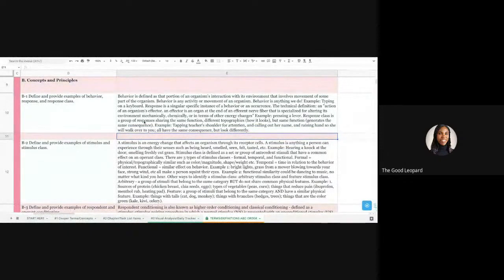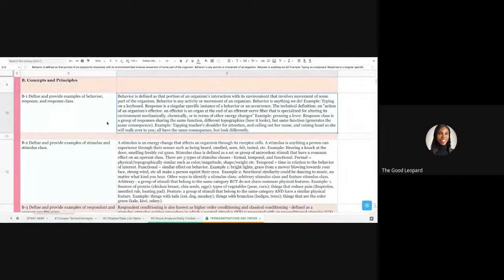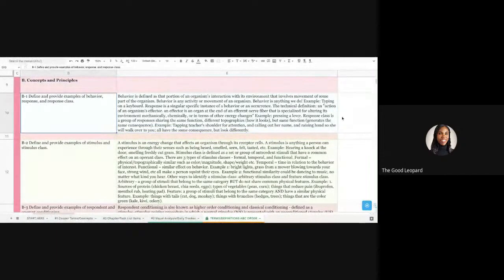I forgot where I was at. Oh, here it is. Example, pressing a lever. That's a response. Very simple example, but hopefully that makes sense to y'all?